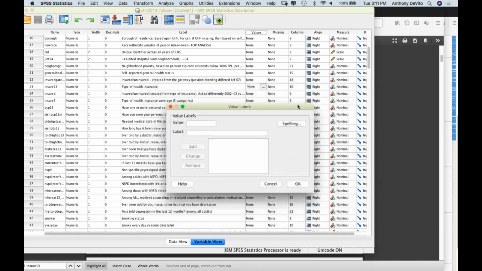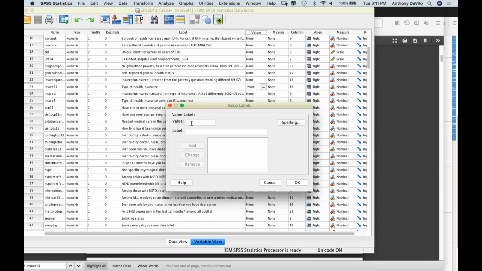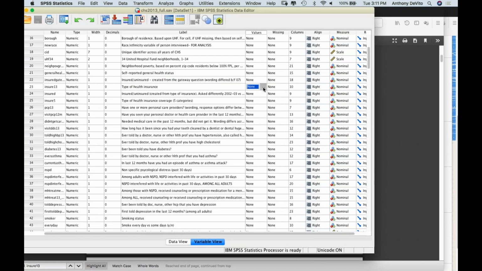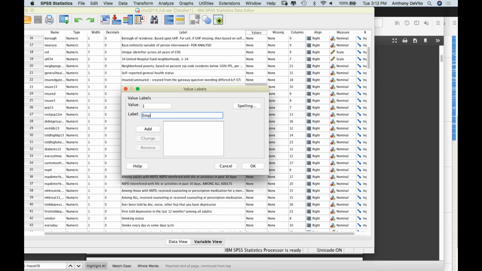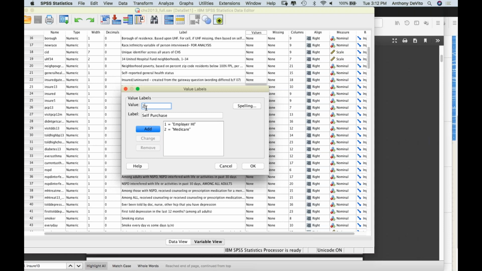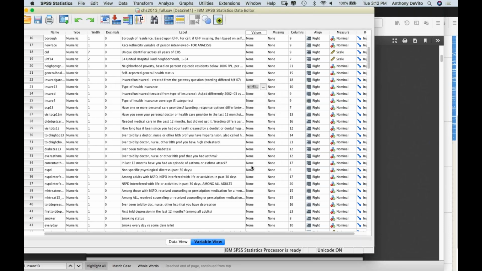Click into values. Notice a box opens up. And you can tell it that the value one represents employer health insurance. Okay, and the value two represents, I don't know what it is, I'm gonna call it Medicare. Value three represents self-purchased. And why are you doing this? You're doing this because then when you create a chart or you do an analysis, it will recognize what that one stands for. And instead of putting one down for the type of insurance or three or seven, it's going to put the type of insurance.